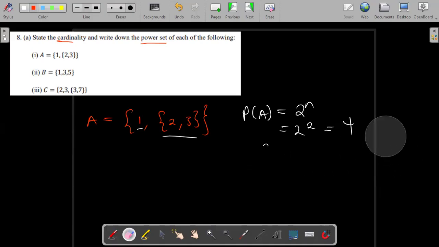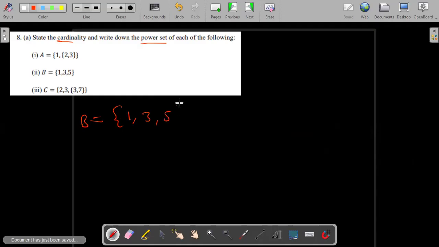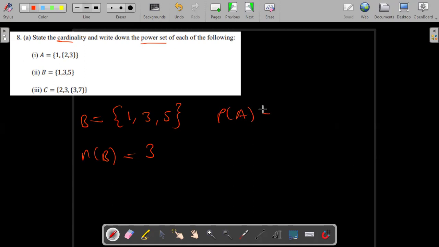Let's do the one that follows. B contains 3 elements: 1, 3, and 5. I've answered it in the first part. So the cardinality n of B here is just going to be 3, because it contains 3 elements. The power set, which is given by 2 to the power n.